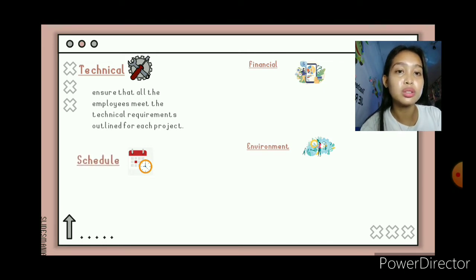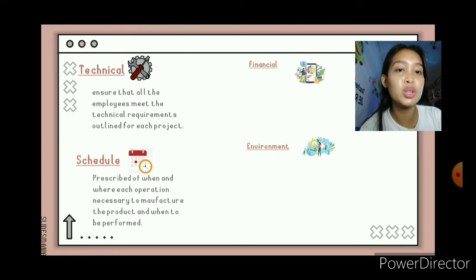Schedule. We all know that schedule is the most important operational activity that the company has. It prescribes when and where each operation necessary to manufacture the product is to be performed. This is to establish times at which to begin and complete the event. So the company followed an 8 a.m. to 5 p.m. schedule.